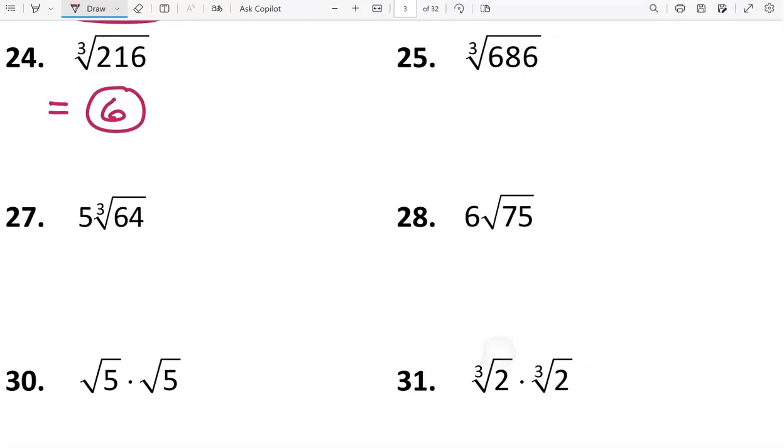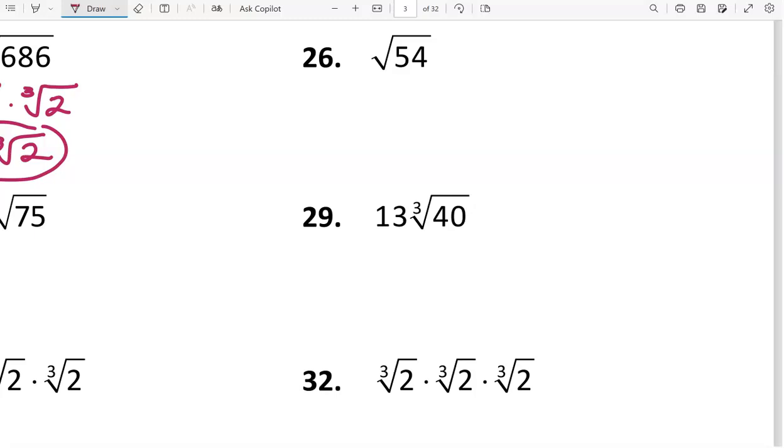In number 25, we have the third root of 686. Now 343 is a perfect cube factor. It's 7 cubed, so we can factor that out. The cube root of 343 times the cube root of 2. So that will give us 7 times the cube root of 2.